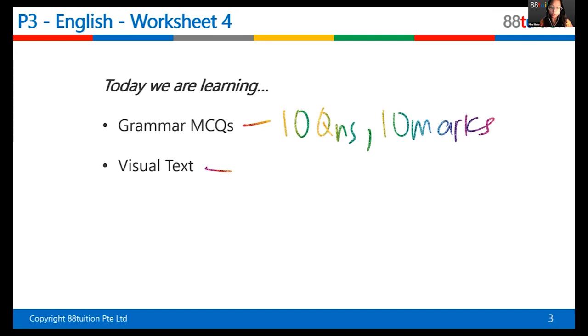Visual text, in PSLE, it's 8 questions, okay? It's 8 questions and it's 8 marks.